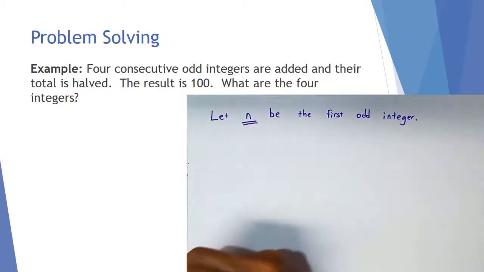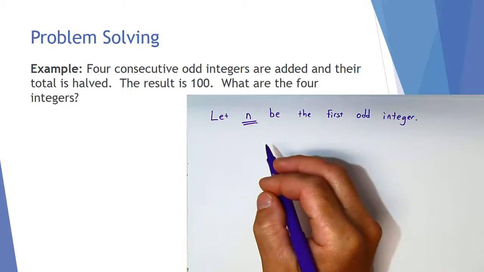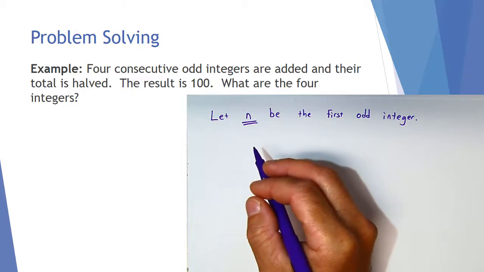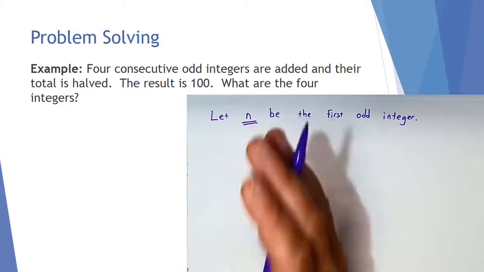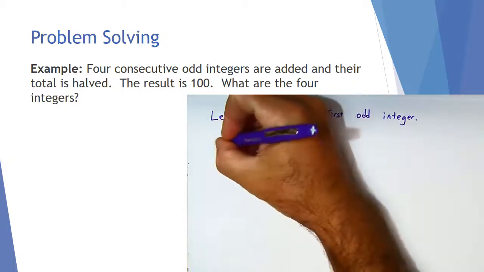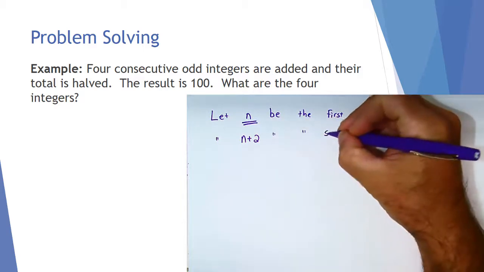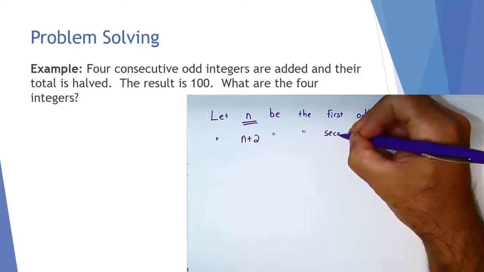So let's let our unknown variable, n, be the first odd integer. Now here's the key. What would the next odd integer be? Well, it's not going to be the next number n plus 1 like we did a little while ago. It's actually going to be 2 beyond that. If 7 was our first number, then 9 would be the next one, 2 beyond that. N plus 2 would have to be our second odd integer in the sequence.